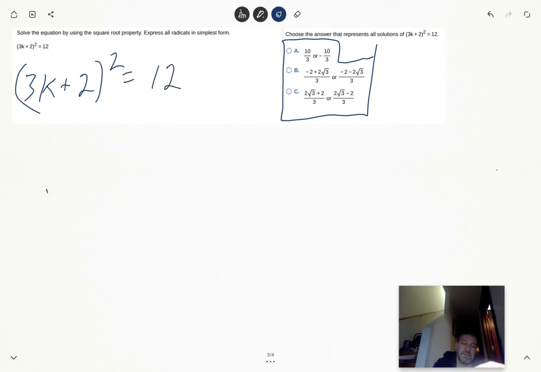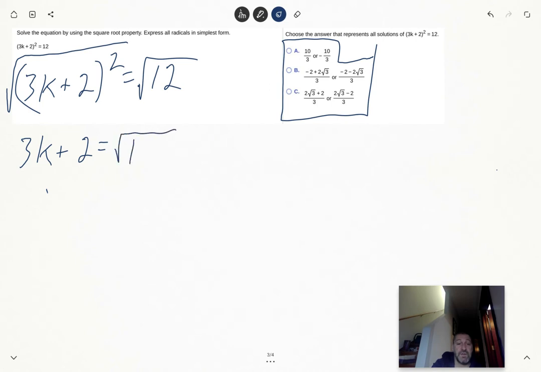Again, the opposite of squaring something would be taking the square root. So that gives us 3k plus 2 equals the square root of 12, and we'll simplify that in a minute. But it also gives us the negative square root of 12. So we have 3k plus 2 equals negative square root of 12.